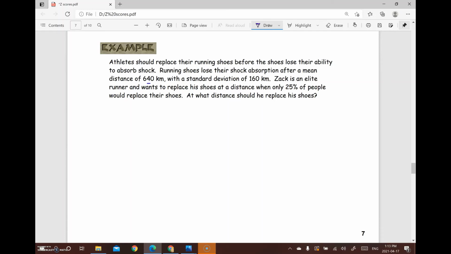So in this example, we're given the mean, we're given the data point, and we're given the percentage. So what we need is the z-score still. We have the x-bar. We have the standard deviation. And I'm looking at what distance, so that data point. I can get the z-score from a z-score table. I know that 25% of the people replace their shoes when Zach wants to replace his shoes. So if I turn that back into a decimal, that's 0.25.